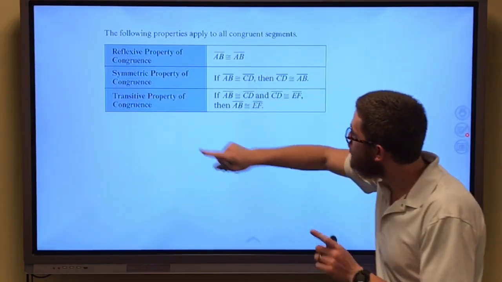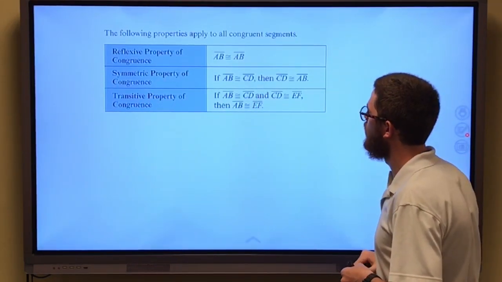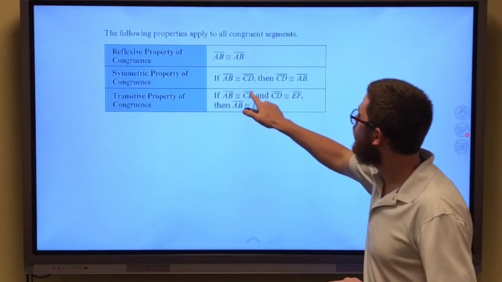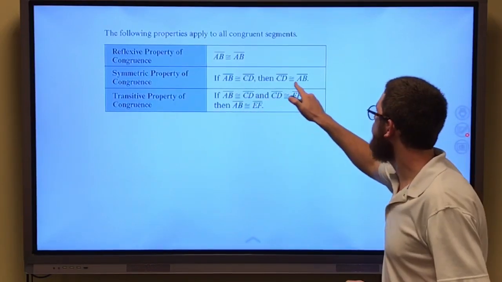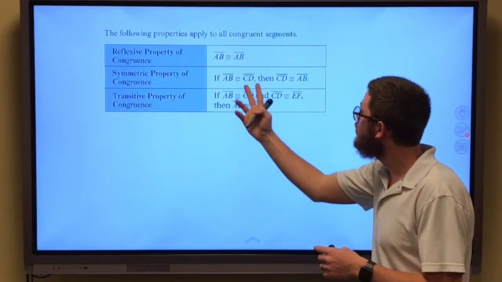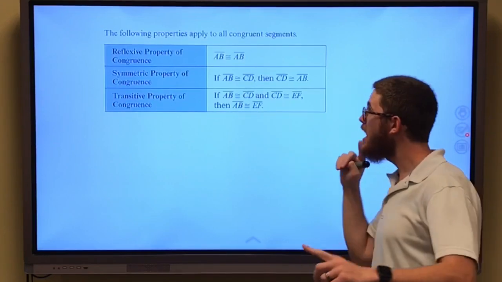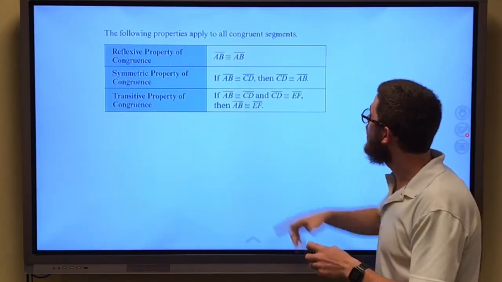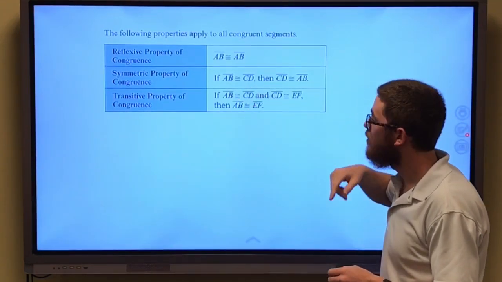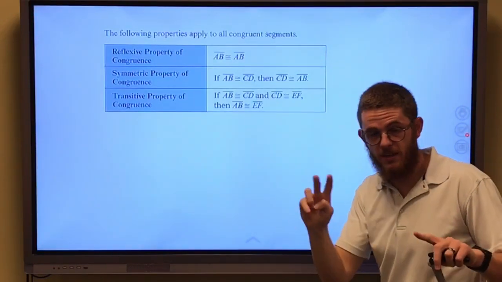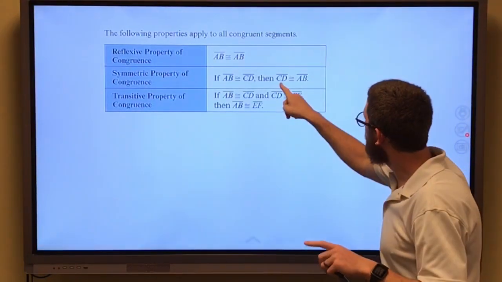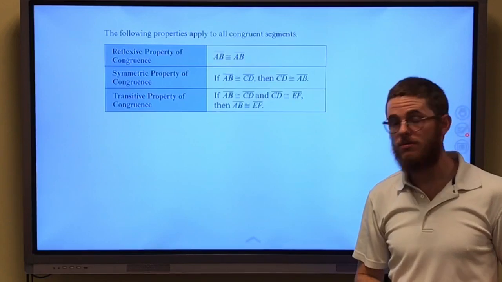The second one is the symmetric property of congruence. If AB is congruent to CD, then CD is congruent to AB. We have two different segments we're talking about there, and we can flip it around. If AB is congruent to CD, make that symmetric, flip it around, CD is congruent to AB.